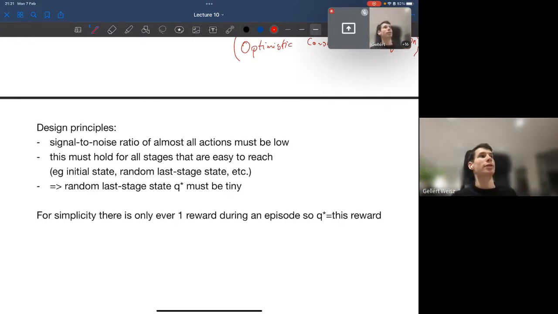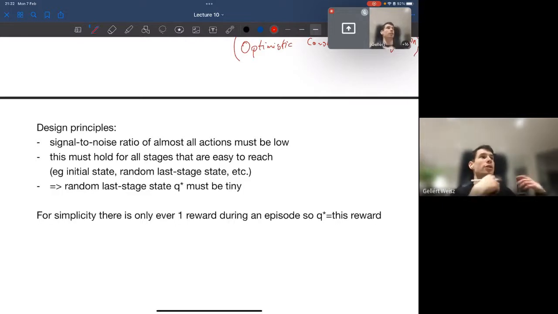So it's okay to say that one of those actions will reveal everything, and if you happen to stumble across that, then you're done and you solved it. But every other action, everything but that action, will have an incredibly low signal to noise ratio. And this must hold for all stages that are easy to reach, such as the initial state. If you behave randomly or in whichever way you might, then any stage you reach, in particular in the last stage, but in any others as well, this must hold for that too.